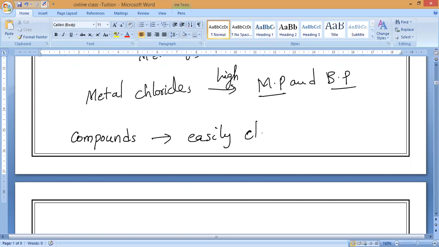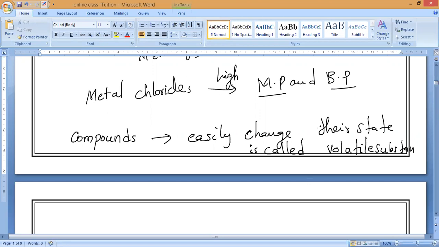They easily change their state, in the sense of from solid to liquid, liquid to gas. Understanding? That is called a volatile substance. We will talk only about liquids here, understanding? Anything liquid to gas or solid to liquid, whatever it is, which easily changes state by increasing the temperature a little, such substances are called volatile substances.